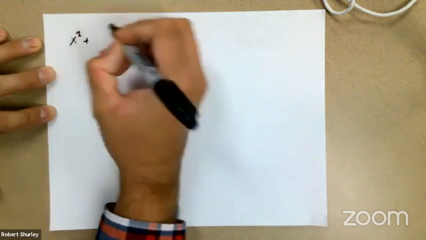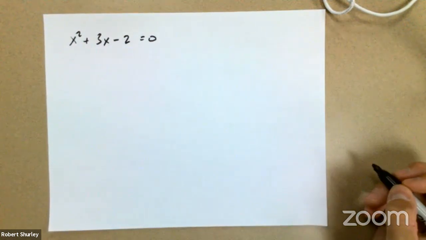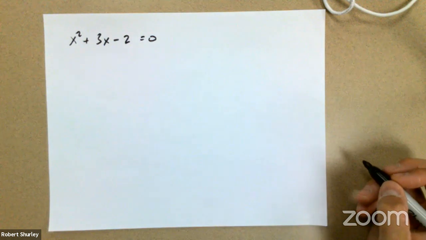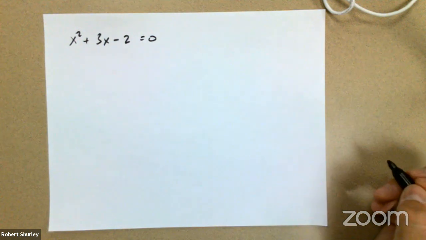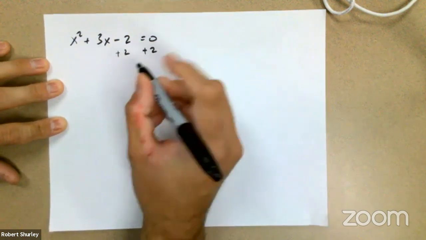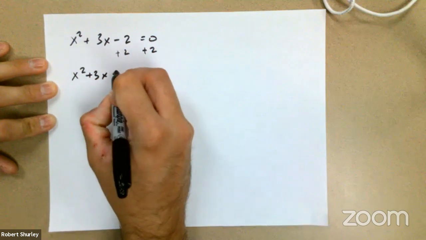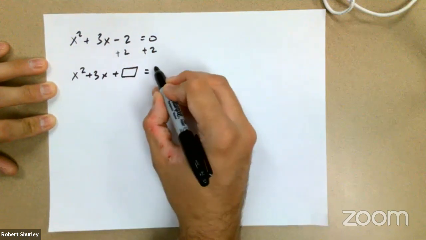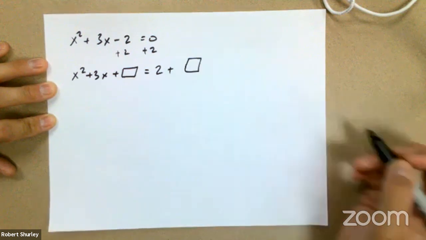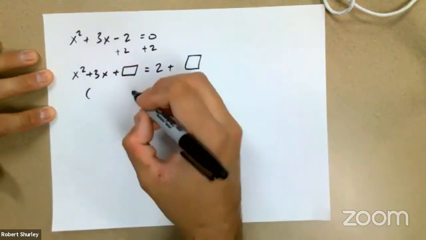Let's look at number 44. So we've got x squared plus 3x minus 2 equals 0. This is number 44 in the book. So first thing, I'm going to add the 2 over. So we get x squared plus 3x plus the box equals 2 plus the box. Now, I've got to make this a perfect square, right?